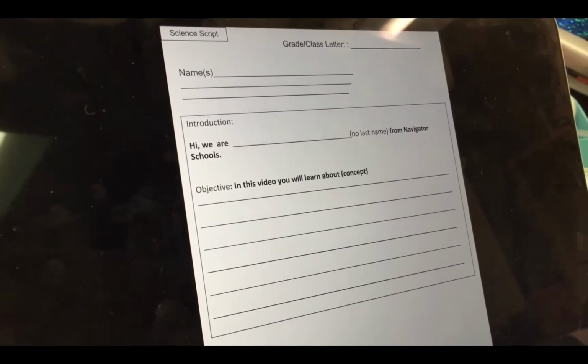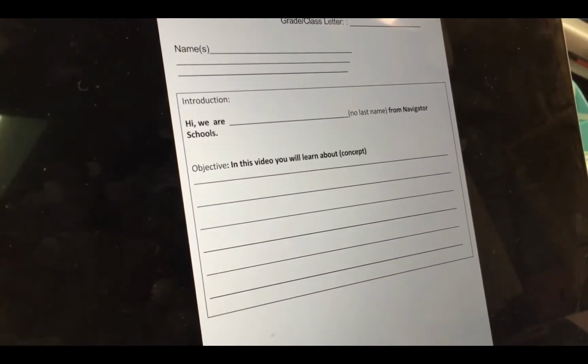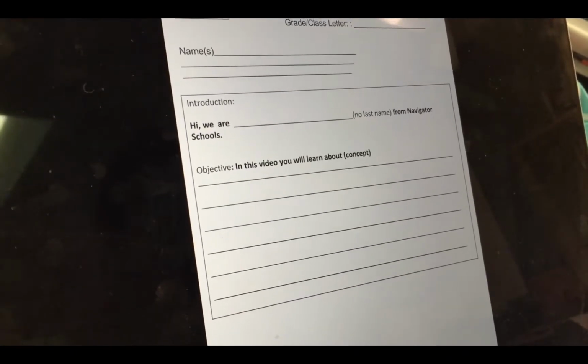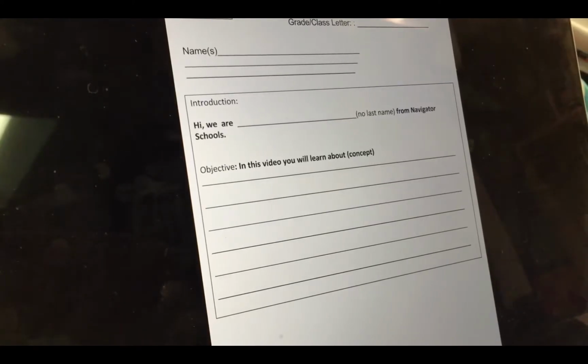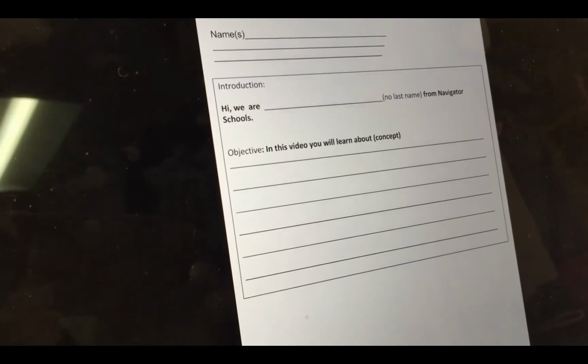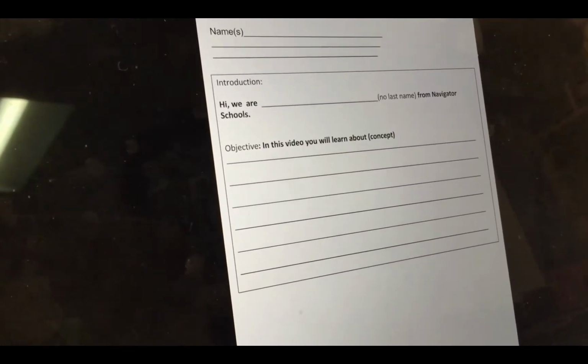This one we kind of already know. It's like the math one, the ELA one. If you do a pop in ELA, you just put your name. If you're working with someone, put something like, hi, we are Giselle, Ashton, and Giovanni, like I do. Or if you're doing a pop by yourself, you can say, hi, I am Giselle from Navigator Schools. You put, in this video, you will learn about whatever concept you are doing, and try to focus on the details so that people watching your video know what you are talking about.